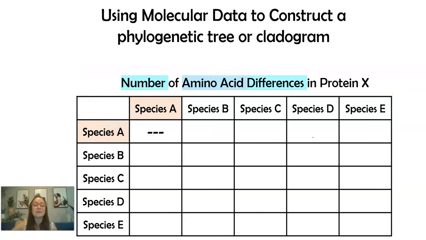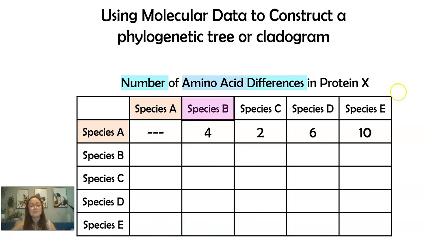However, if I wanted to compare species A to species B, I see here there's 4 amino acid differences in their protein X. Now, if I want to compare species A to C, there's 2 differences. If I compare species A to D, there's 6, and A to E, there's 10 differences.